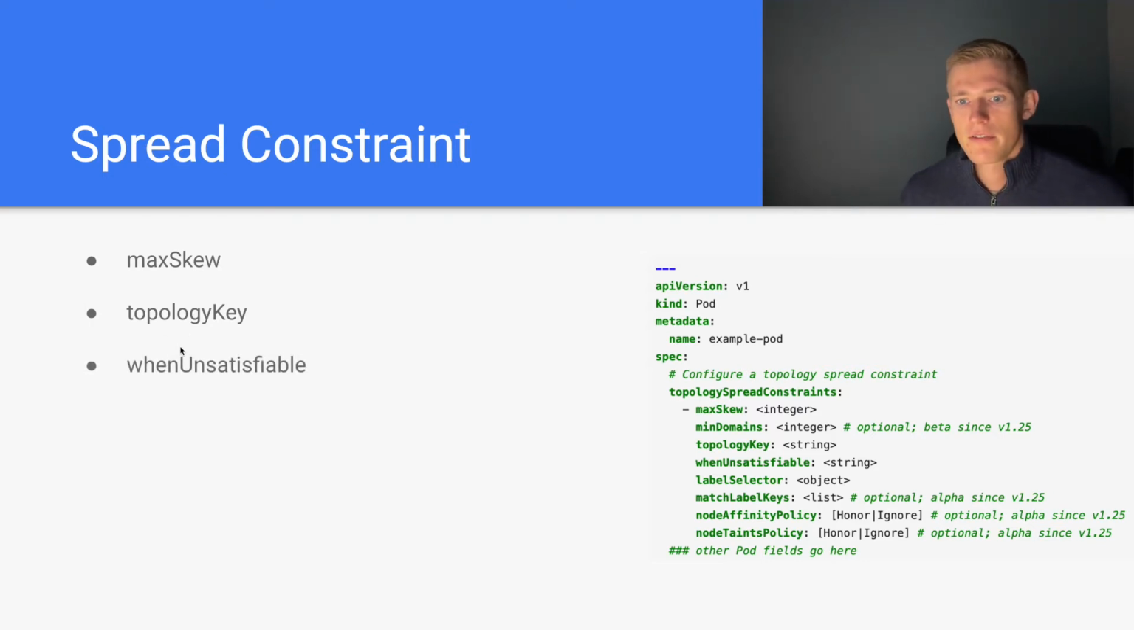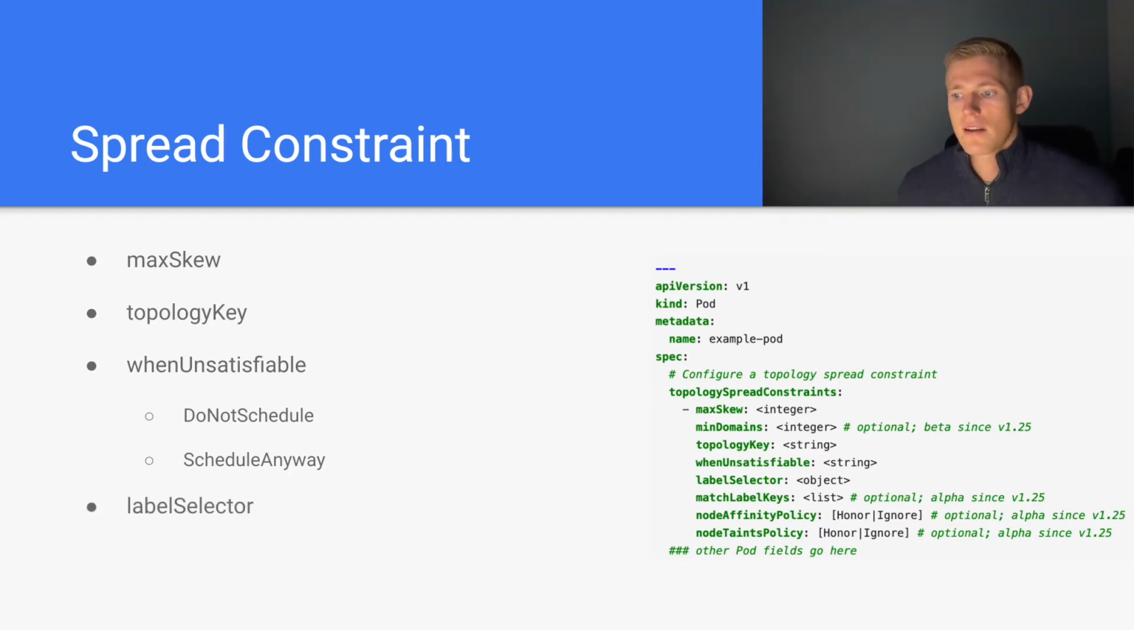When unsatisfiable is the field that determines how we act when we cannot actually satisfy the topology spread constraint. And there are 2 options. We can either not schedule the pod or we can schedule the pod. So that's kind of self-explanatory.